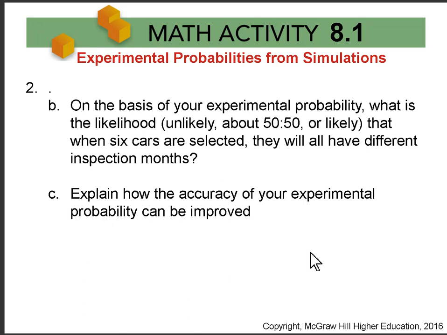In number 2, we continue to say, on the basis of your experiment, what do you think the likelihood is? Unlikely, about 50-50, or actually likely that when 6 cars are selected, they'll all have different inspection months? And again, explain how the accuracy of your experimental probability can be improved. That's it for Math Activity 8.1. I hope you have fun thinking about probabilities and using experiments to do so.